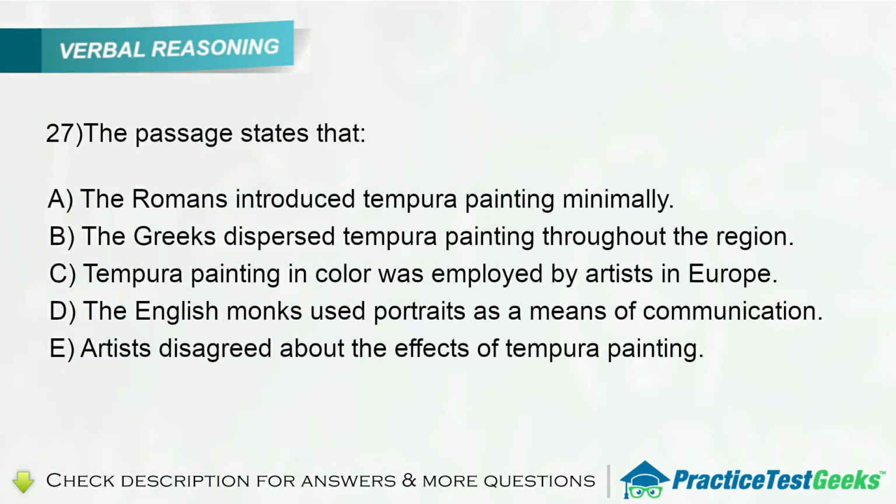Question 27. The passage states that A. The Romans introduced tempera painting minimally. B. The Greeks dispersed tempera painting throughout the region. C. Tempera painting and color was employed by artists in Europe. D. The English monks used portraits as a means of communication. E. Artists disagreed about the effects of tempera painting.